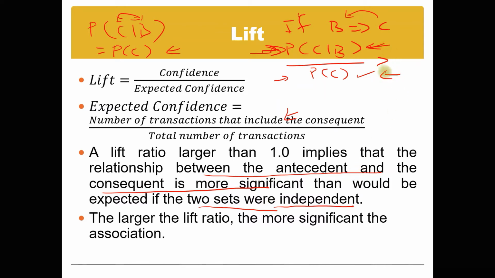If this is greater than this, it means that the ratio is going to be greater than 1. So in other words, it means that this association is far more significant than if they were to be independent. However, if it is less than 1, then it's different. It's no more significant than would be expected if the two sets were independent. The measure here is lower than this measure, so it's not a very significant rule. So we might bypass such type of rule.